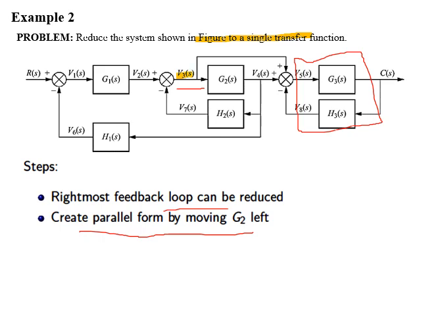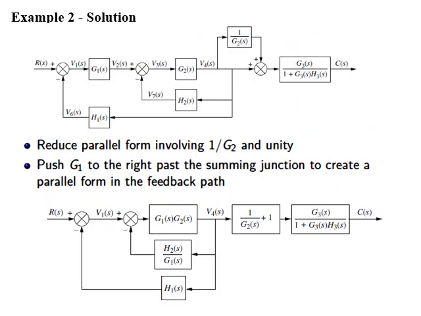If you look at point V3, it is a pickoff point with two output branches. The first branch has unit gain, while the second branch has transfer function G2 of S. Now we will move G2 of S to the left of the pickoff point, and to maintain the output, G2 of S will occur in reciprocal form in the first branch. Dear students, the first figure of the slide shows the system after using feedback form and moving G2 of S across the pickoff point.